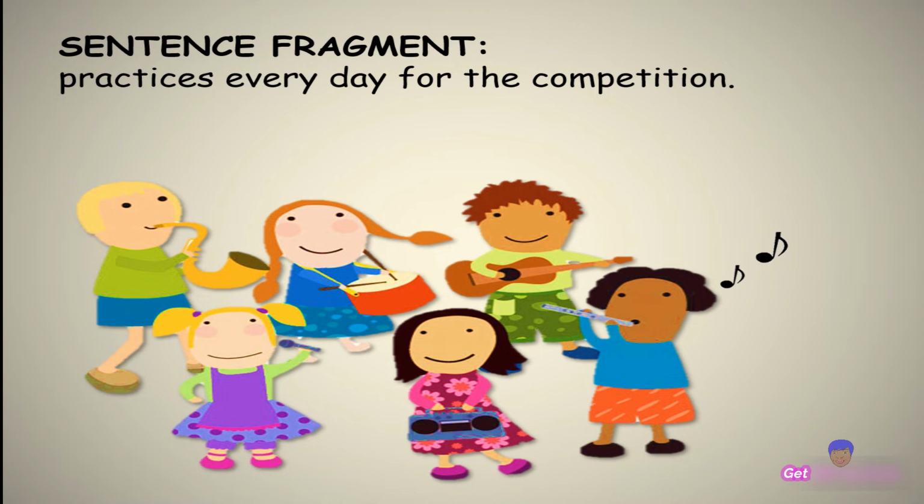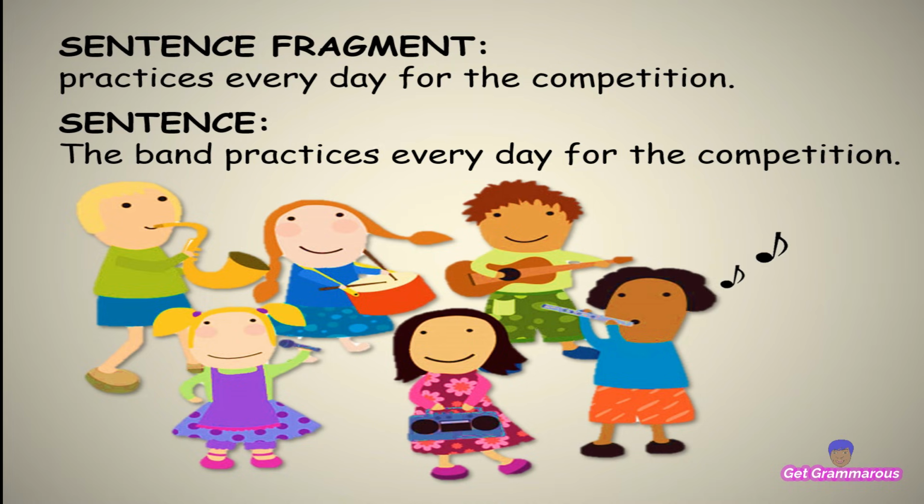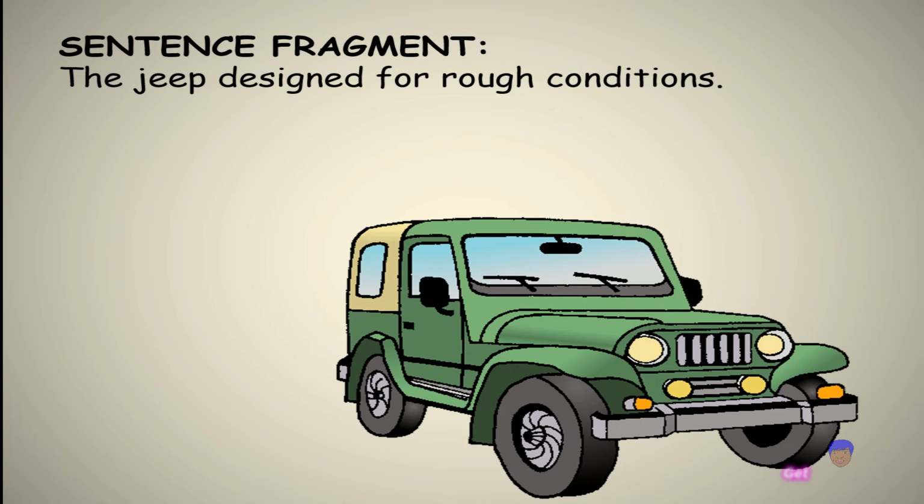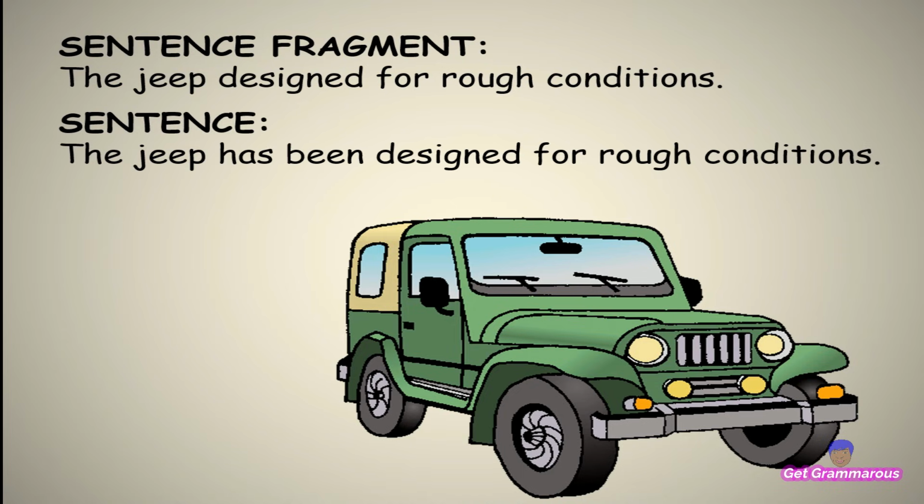Practices every day for the competition. That's not a sentence. It doesn't convey a complete thought. However, the band practices every day for the competition. That is a sentence. Also, a group of words may have a subject and a verb, but it's still a sentence fragment because it does not express a complete idea. For example, sentence fragment, the Jeep designed for rough conditions. That's a sentence fragment. However, a sentence is, the Jeep has been designed for rough conditions.